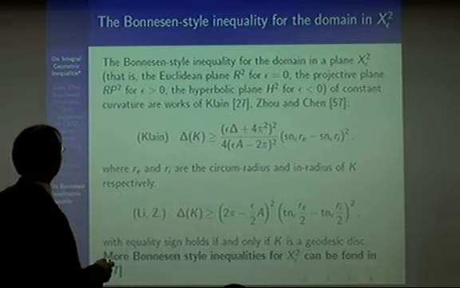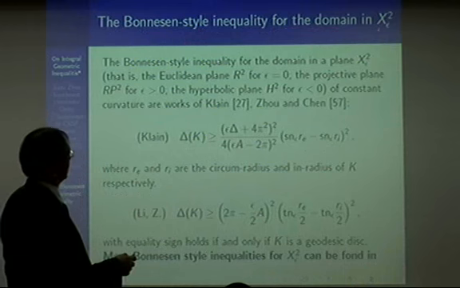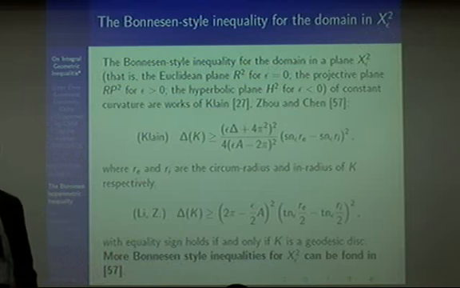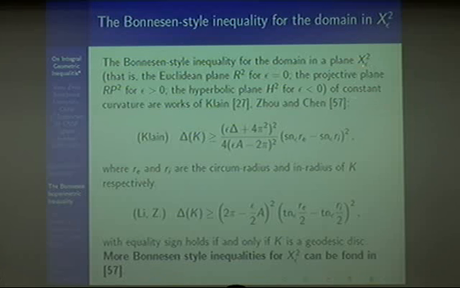What's the Bonnesen-style inequality for a domain in the plane with epsilon? If epsilon equals 0, that means the Euclidean plane. If epsilon is positive, that's a projective plane. And if epsilon is negative, that's a hyperbolic plane. So the Bonnesen-style inequality for a domain in the plane: the Euclidean plane for epsilon equals 0, the projective plane for epsilon positive, the hyperbolic plane for epsilon negative.